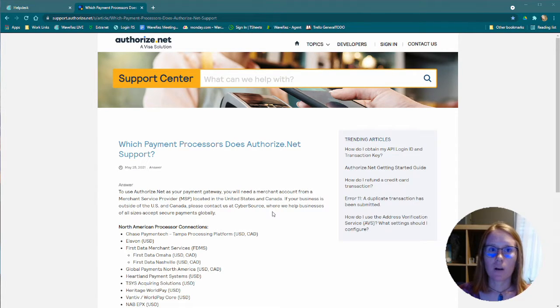So essentially what Authorize.net does, it's a gateway. It connects the processor account to our system. So your processor actually processes your transactions, and Authorize.net captures that information to send to your processor from our system.